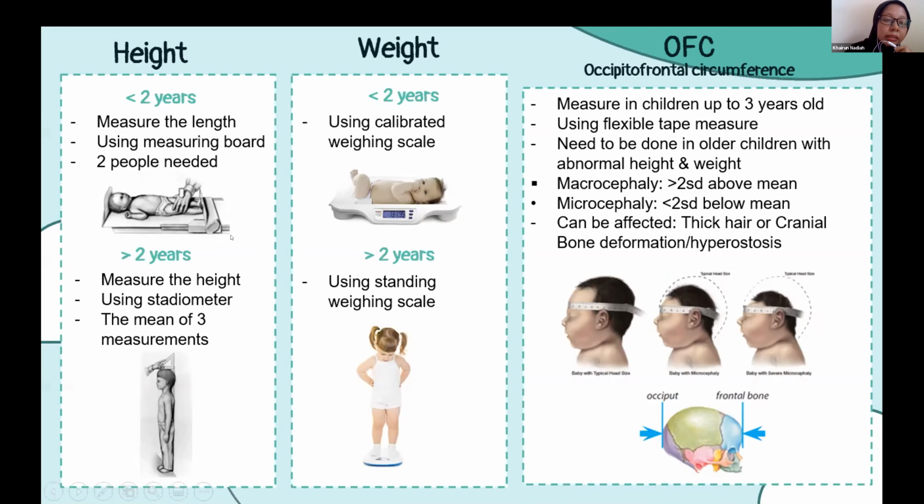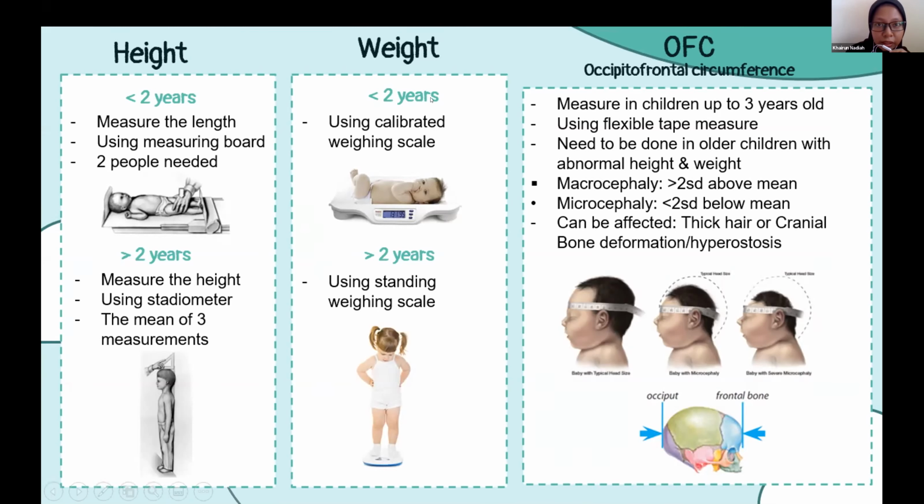Meanwhile, for children 2 years old and above, we measure the height using the stadiometer. This is a stadiometer, without shoes. And we take the mean of three measurements to get the greatest accuracy. Next we move to the weight.